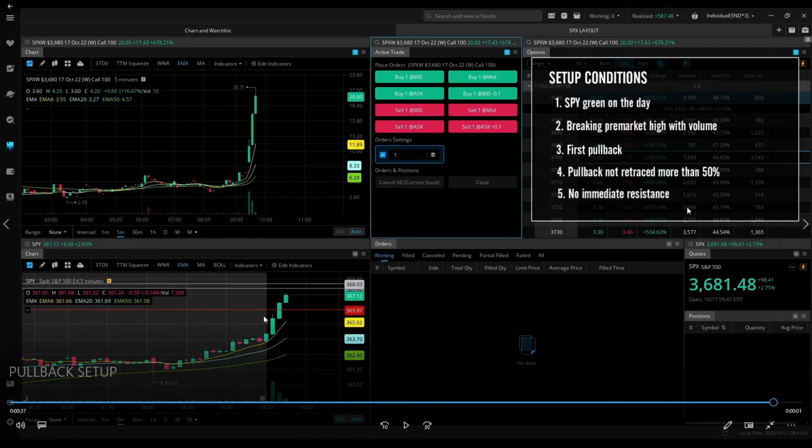So as I said, these are the conditions. SPY is green on the day. It broke the pre-market high with volume. The first pullback, and pullback did not retrace more than 50%. So what do I mean by that? I got in this candle, and when it actually did a pullback, the pullback did not go more than 50% of this move. So it came right over here. That was a pullback, so it has not retraced more than 50%. I added. No immediate resistance. It had some room, so I let it run and then took profits on the way up. It's a perfect example of a pullback setup.